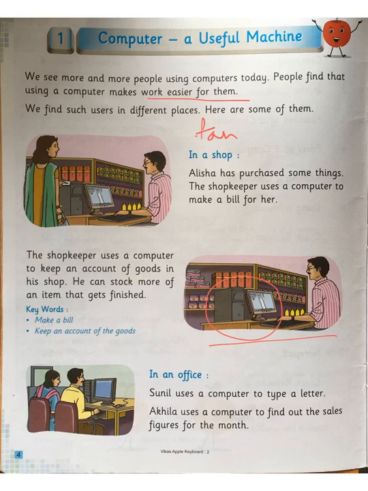Alicia has gone to a shop and she has purchased some things such as milk, or for example other dairy products or other household items from that shop. The shopkeeper uses a computer to make a bill for her. So what the shopkeeper is doing, he is using the computer to make a bill for all the items that she had purchased.